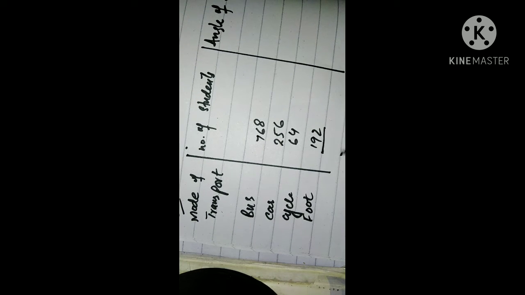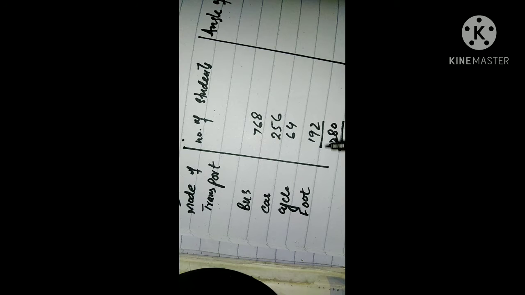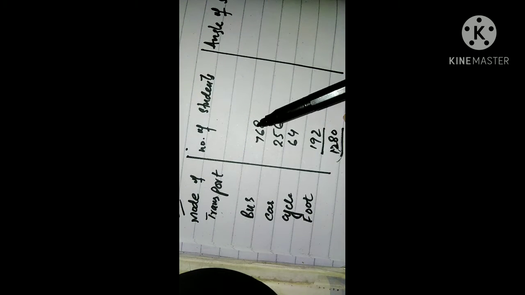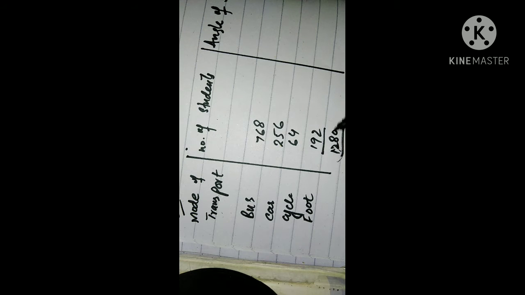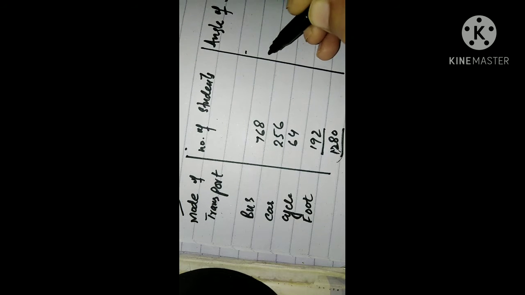When you add, you will get 1280. So these are the total students. How would you find out the angle of sector, students? You will divide 768 by 1280, the total number of students, and you will multiply by 360. You will find it like this: 768 divided by the total number of students 1280 and multiplied by 360 degrees.